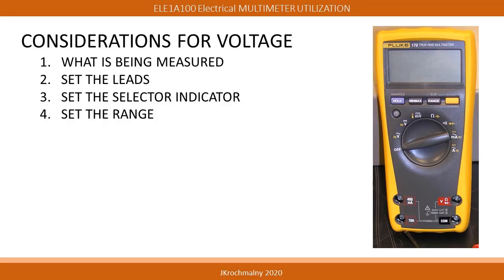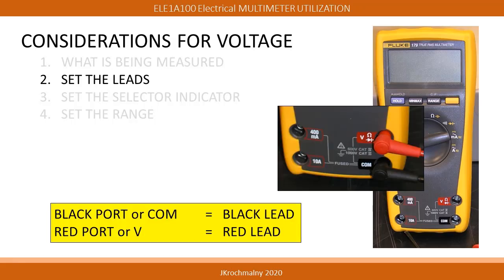Let's consider how to configure the multimeter to read voltage. For voltage measurements, we have to connect the meter to the component with its power supplied. Following the configuration sequence, we follow the steps in order. We already know what is being measured. It's the voltage. Setting the leads, we attach the black lead into the black port marked common. The red lead is placed into the red jack marked V for voltage.